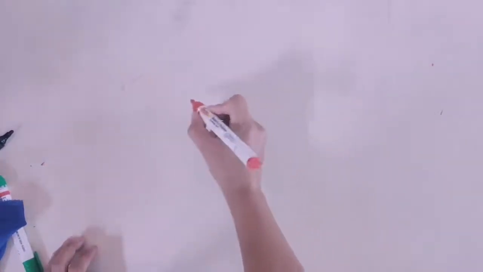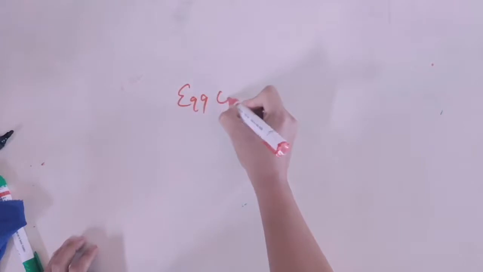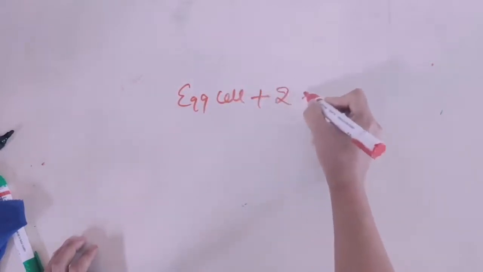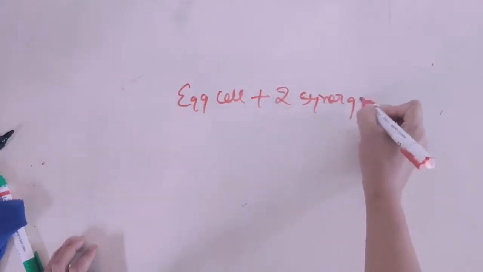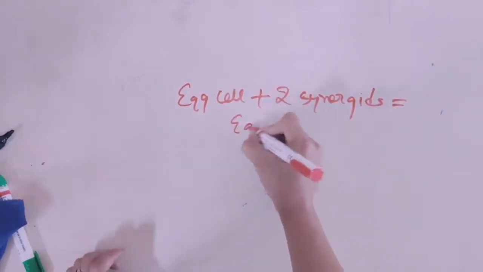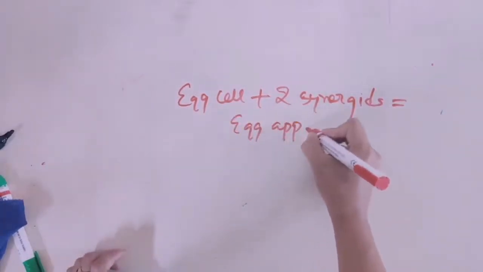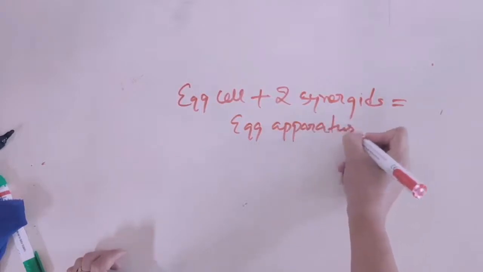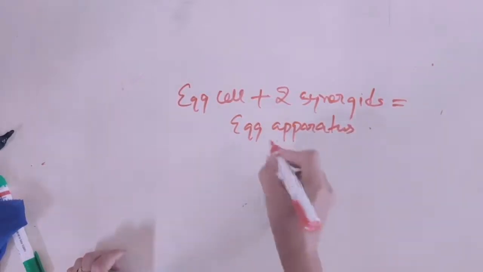In the female gametophyte, the egg cell and the two synergids, the bodyguards of the egg cell, together we call it the egg apparatus.